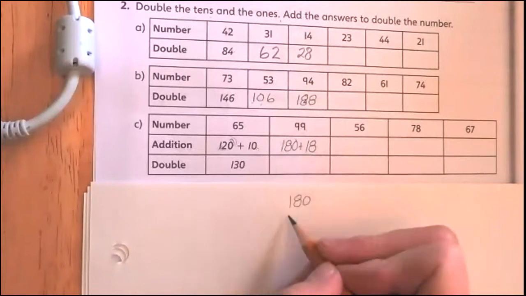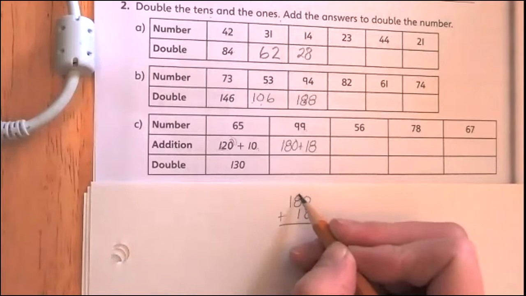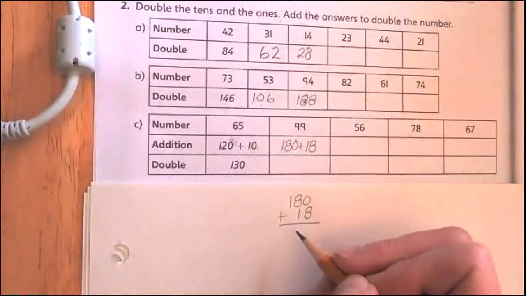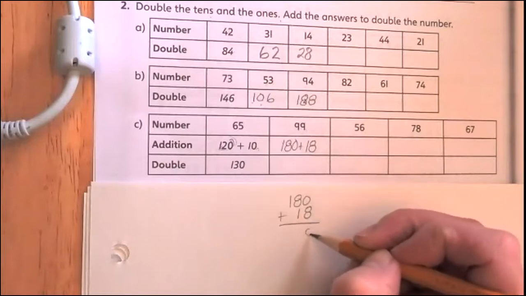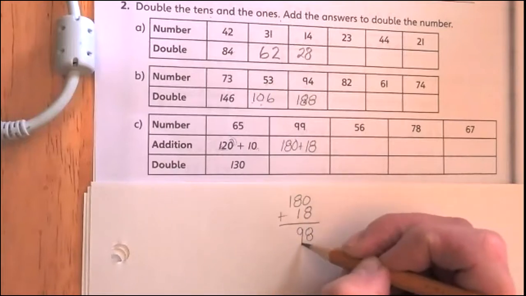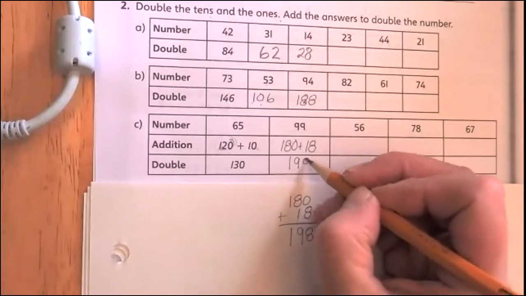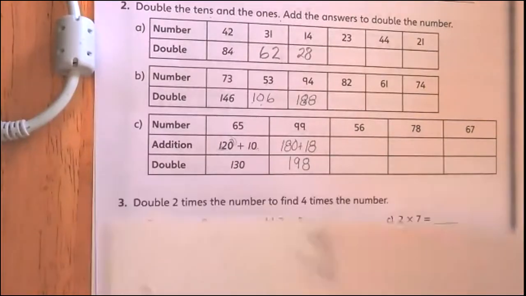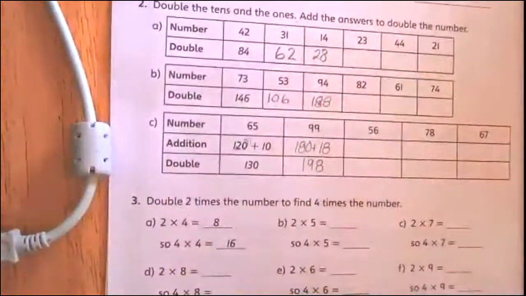180 plus 18. I've got to write them in the right columns. This is the ones, the tens, and the 100s. If I don't do that, I'm going to get the wrong answer. Okay, so 0 and 8 is 8. 8 and 1 is 9. 198. All right, so that's how you do that. I don't want to do them all for you. I'm going to let you work on them on your own.